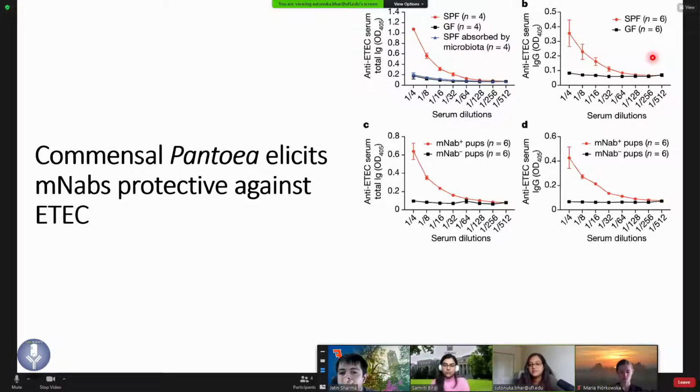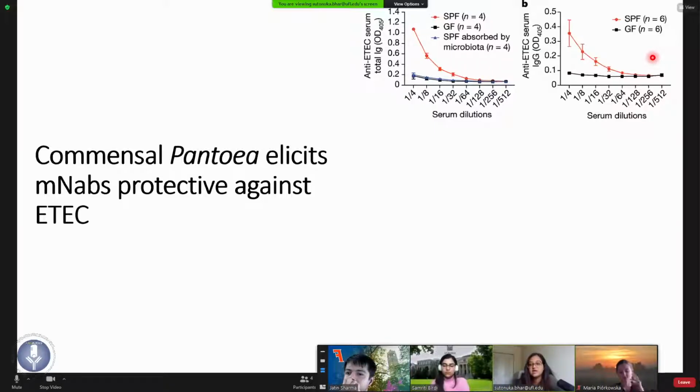And also after the SPF mice serum was absorbed with fecal bacteria completely, they removed all of the protective antibodies. So the protective antibodies were associated with the microbiota, and when the fecal microbiome was given to the serum and then pelleted out again, now the serum doesn't have any immunoglobulin or IgG present in it. So that's what they mean by absorption.